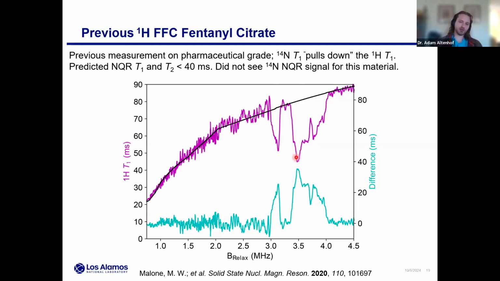So if we look at the magnitude of the depth here, the actual value of this difference, the maximum value is like 30 to 40 milliseconds. And that's telling us the absolute upper limit of what the NQR T1 and T2 could be. So in reality, it's going to be a lot less than that, but to at least set that bound. Ultimately they didn't observe the 14N NQR signal, and it's probably because of rapid relaxation. Again, maybe T2 getting shorter than the dead time.